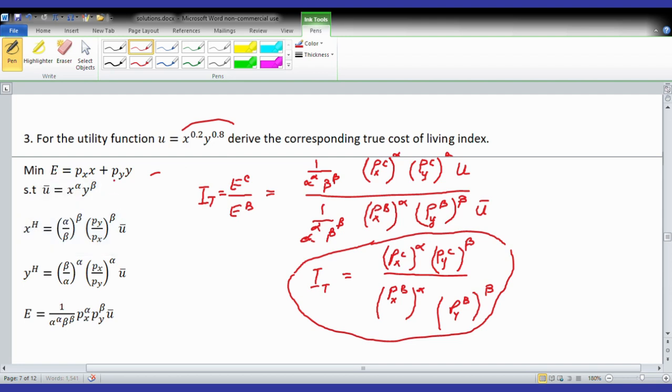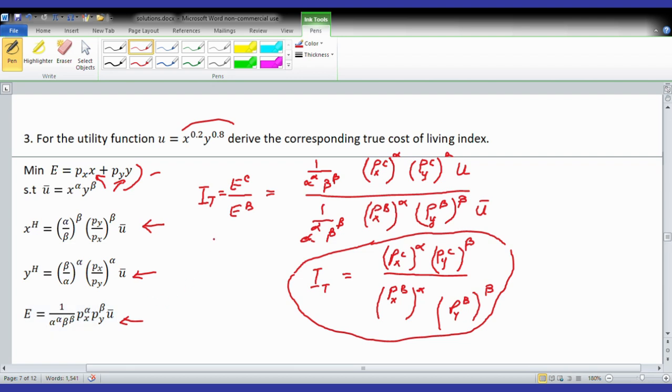When you solve this problem using the Lagrangian multiplier, which you will do by yourself, you obtain the Hicksian demand functions. This is the Hicksian demand function for good x, and this is the Hicksian demand function for good y. I plugged these Hicksian demand functions into this expenditure equation in place of y and in place of x. When I did that, I was able to get this expenditure function: E equals 1 over alpha raised to the power alpha, beta raised to the power beta, px raised to the power alpha, py raised to the power beta, and u bar. So this is the expenditure function.